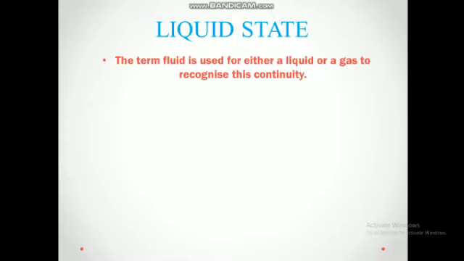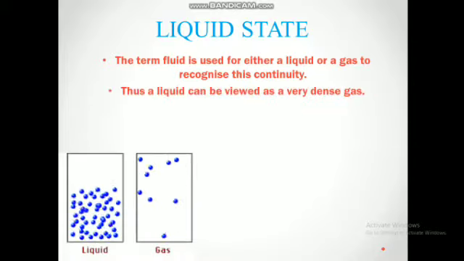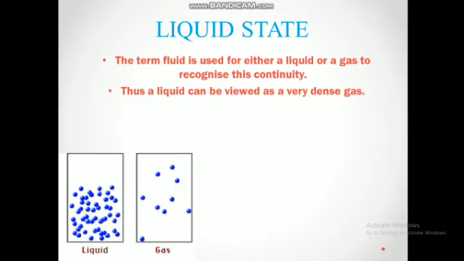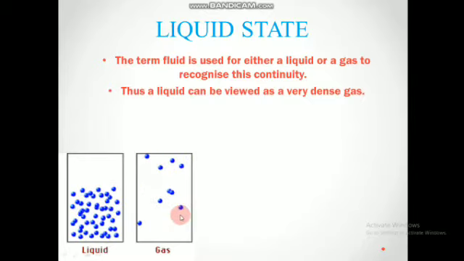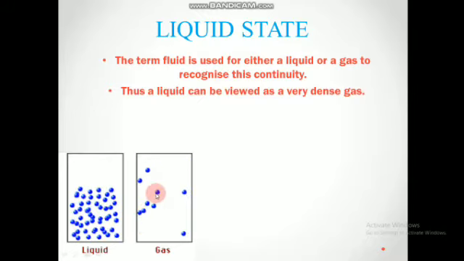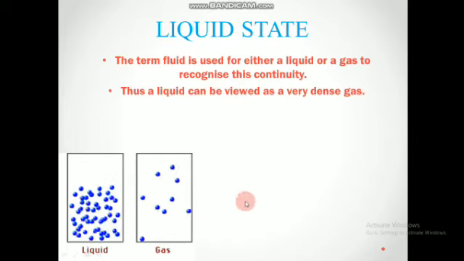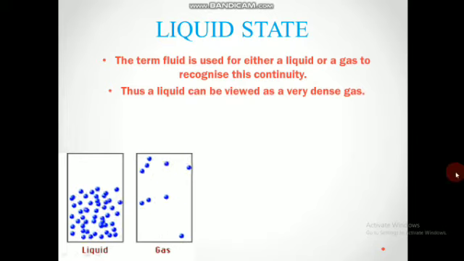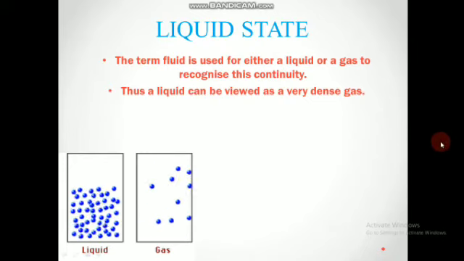So the term fluid is used for either liquid or gas to recognize its continuity. Both the states, liquid state and gaseous state, are termed as fluid because they flow or they are continuous. So thus a liquid can be viewed as a very dense gas. That's a hypothetical concept. If we increase the density of gas, or increase the number of molecules present in the gas, then it becomes a liquid. And both of them together are known as fluids as they flow.